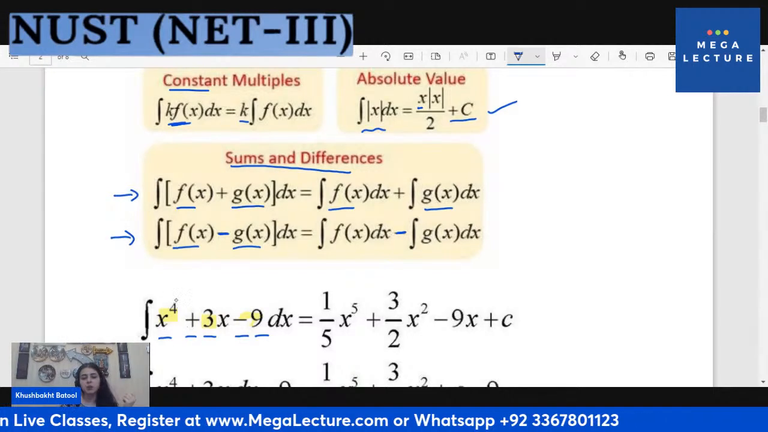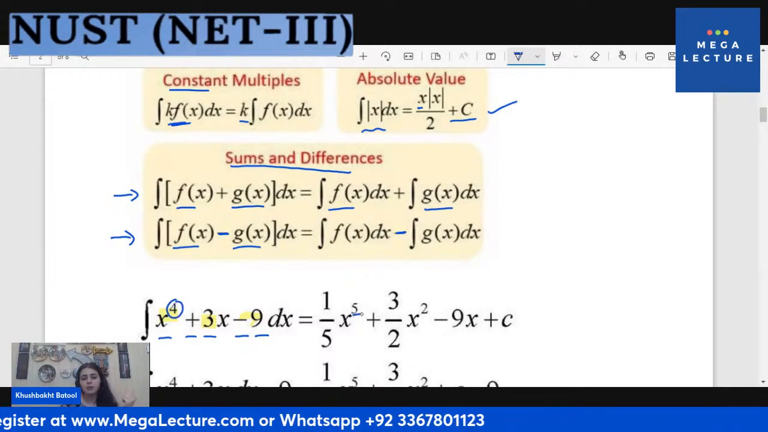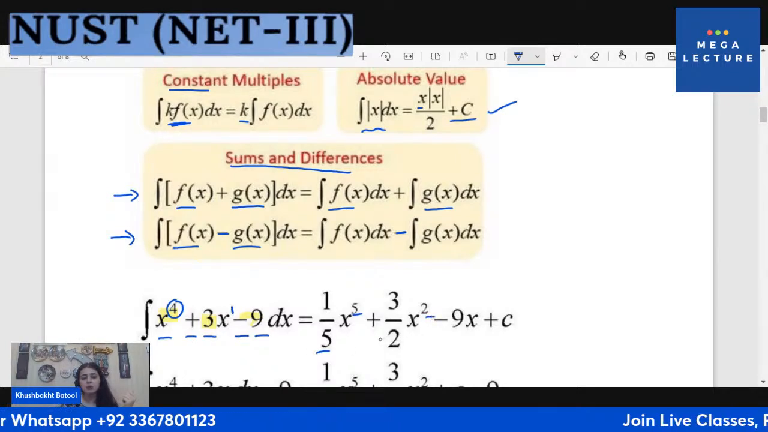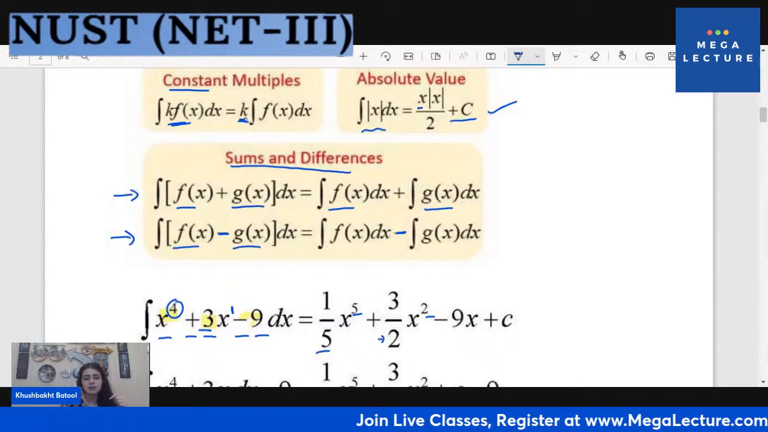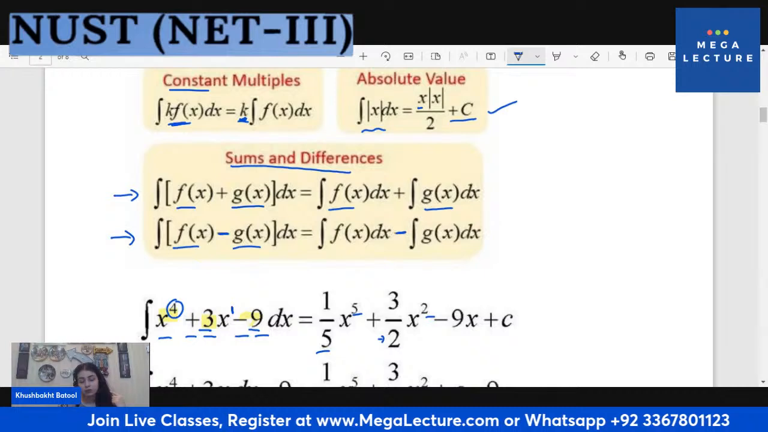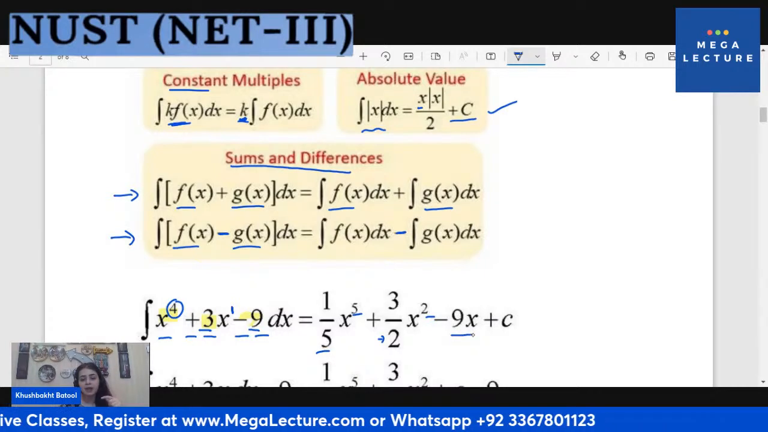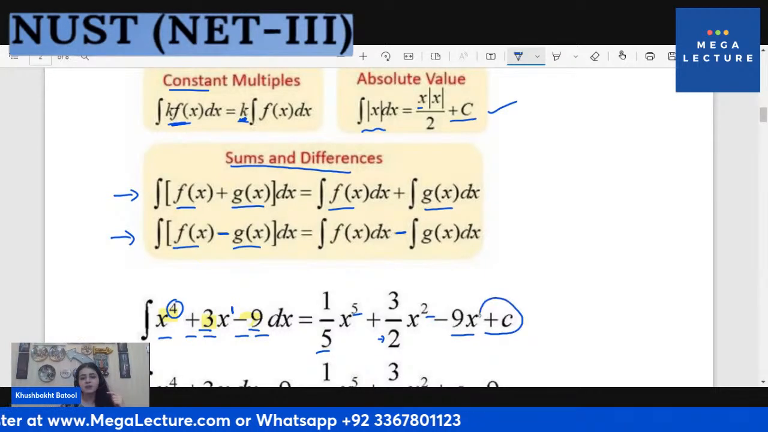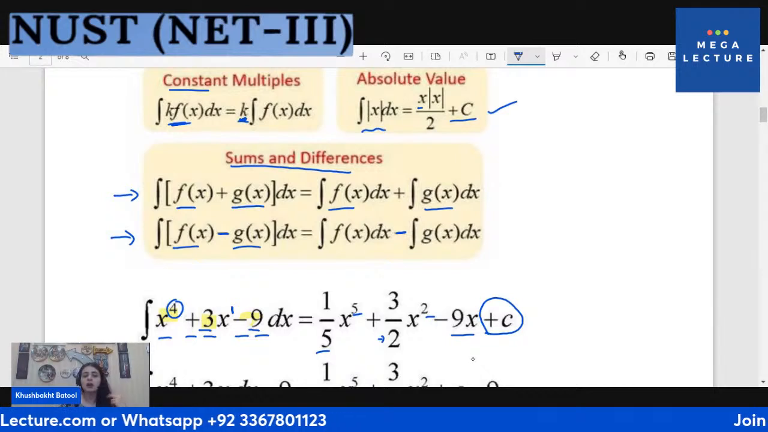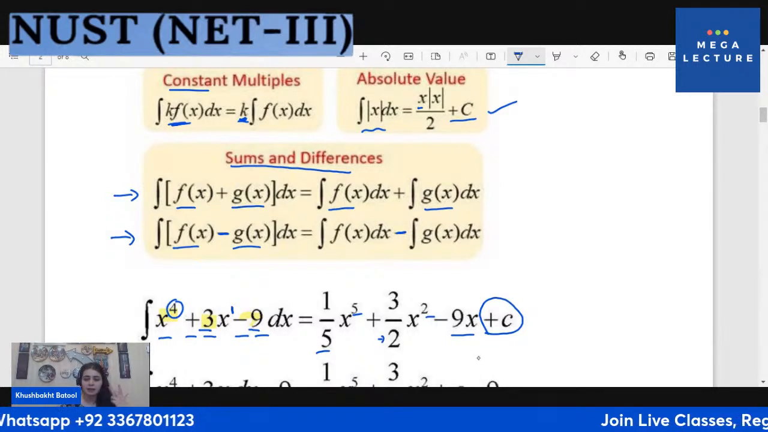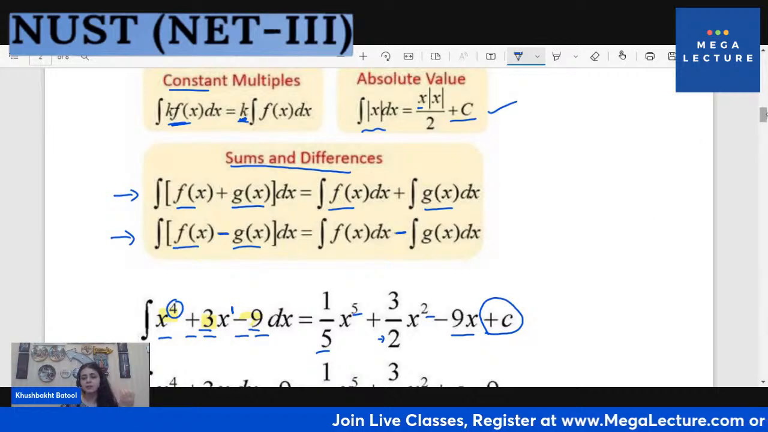x to the power 4 would become x to the power 5, and you'll divide it by 5. The x to the power 1 would become x to the power 2, and you'll divide it by 2. This 3 is a constant, so it would come as it is. And 9 is a constant number, so 9 would become 9x. And then c is something you need to add because this is an indefinite integral, right? So this was a simple example. This is how we integrate these questions.